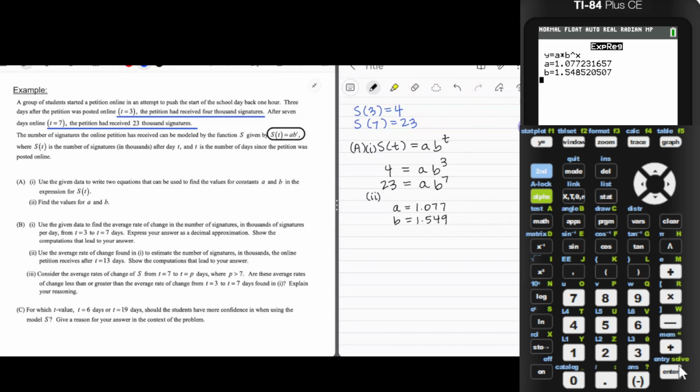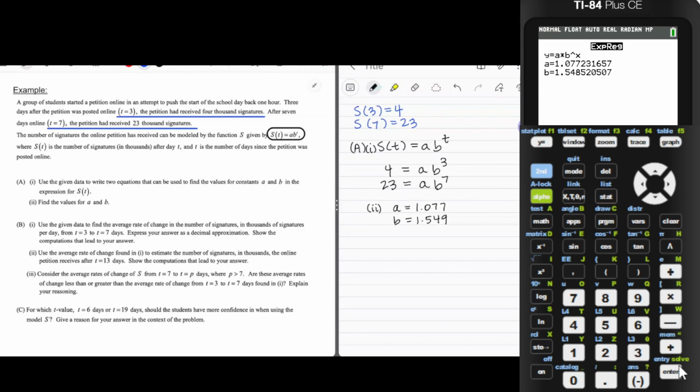Okay, and because A is positive and B is greater than 1, I do know that I'm looking at an exponential growth situation. Okay, so that's part A. Part B, we're going to use the given data to find the average rate of change in the number of signatures in thousands of signatures per day between T equals 3 and T equals 7.